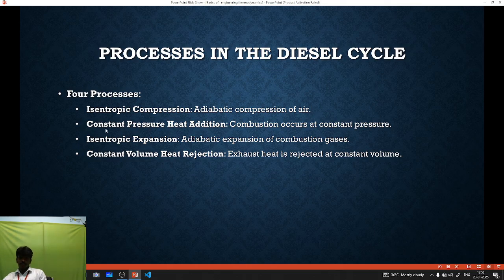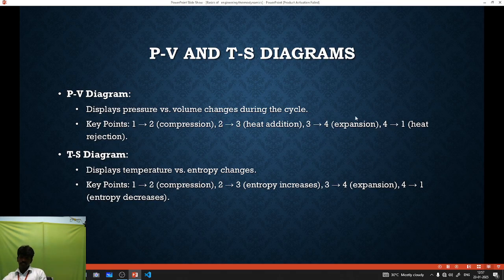Constant pressure heat addition takes place by the atomization of fuel at constant pressure into the compressed air. Then combustion takes place automatically. Isentropic expansion: after the combustion the piston moves from TDC to BDC. Constant volume heat rejection: when the exhaust valve is opened, heat is rejected at constant volume. In a PV diagram, process 1 to 2 is compression, 2 to 3 is heat addition, process 3 to 4 is expansion, and 4 to 1 is heat rejection.